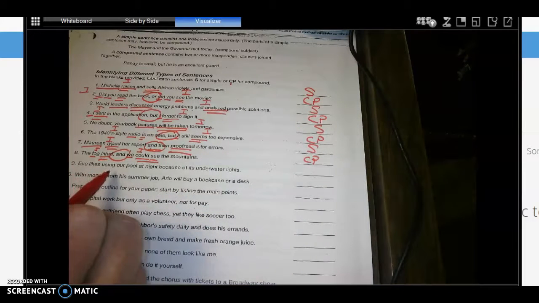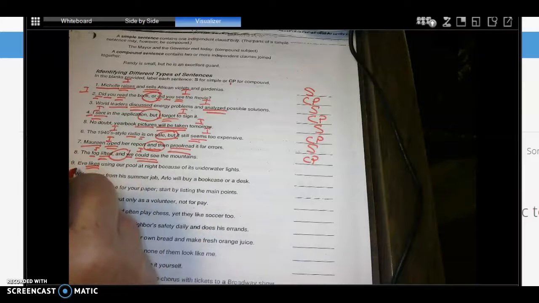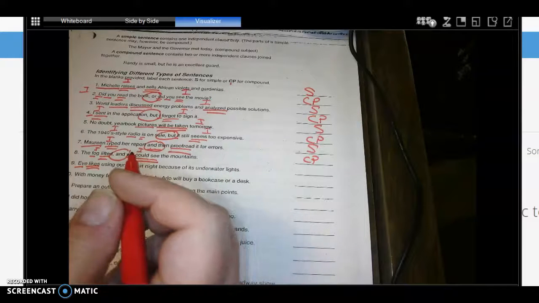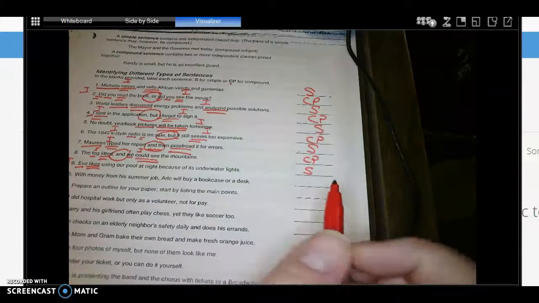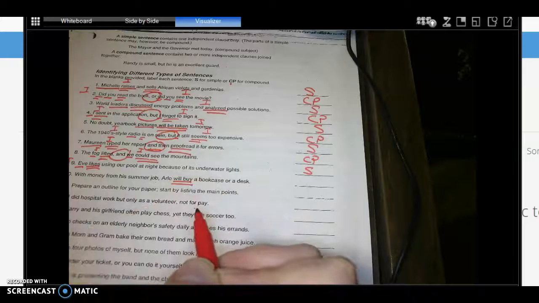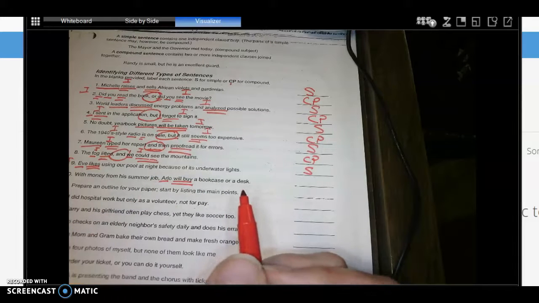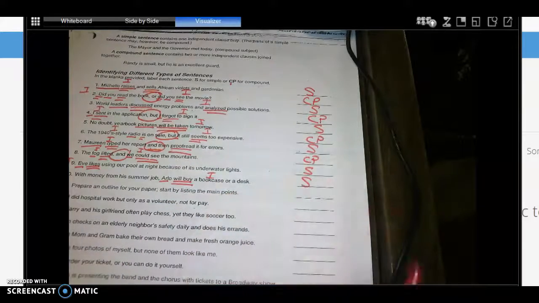Eve likes using our pool at night because of its underwater lights. We have likes and we have Eve. And that's all I have here. So this one has one independent clause. This one's going to be simple. All right, on number 10, my verb is will buy. Who will buy? Arlo. Okay, my subject and my verb. It's the only subject and verb I have. One independent clause. This one is simple as well.